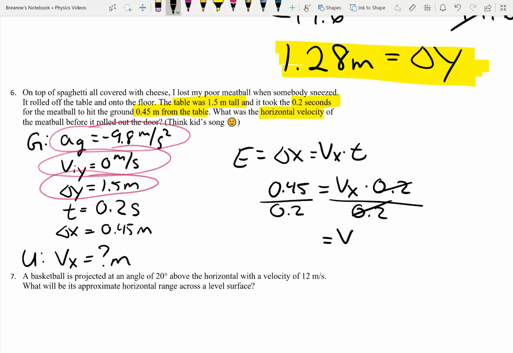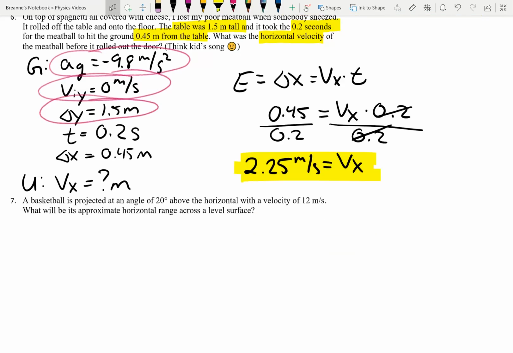Those end up canceling out, and so you end up getting that your velocity in the x is 0.45 divided by 0.2. You just plug that into your handy dandy calculator, and that meatball was booking it because it was going 2.25 meters per second. That was a very violent sneeze. I hope that person is okay. But that is our velocity in the x.